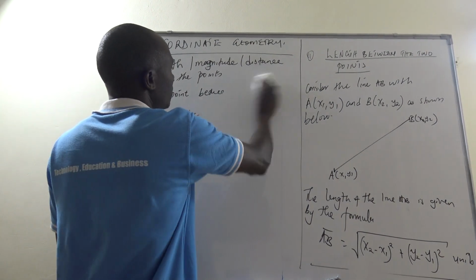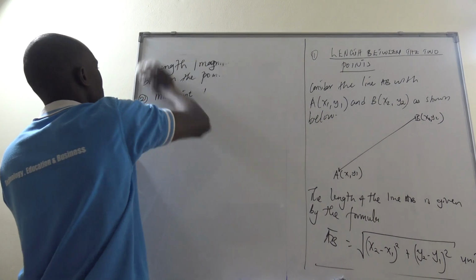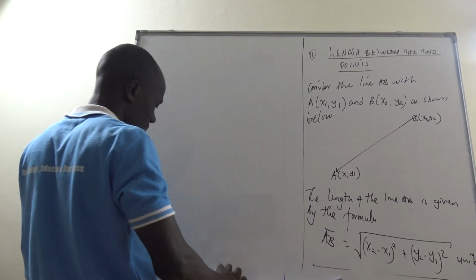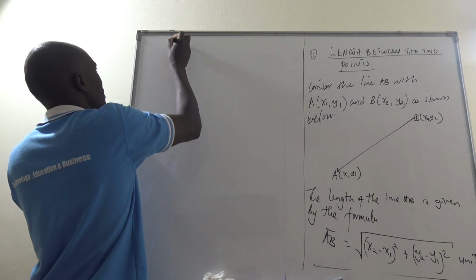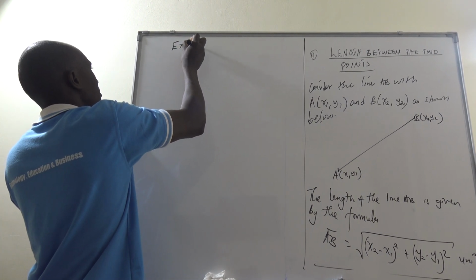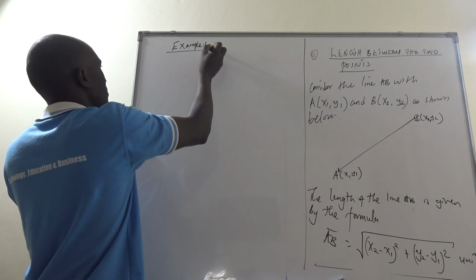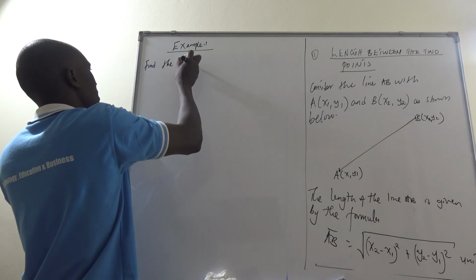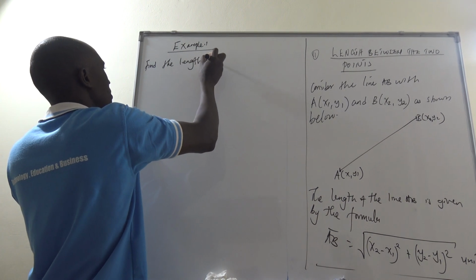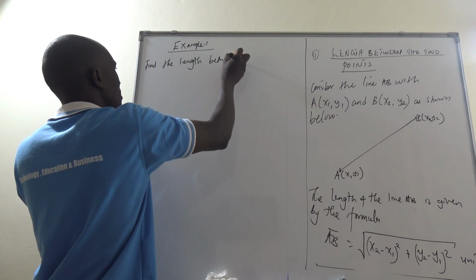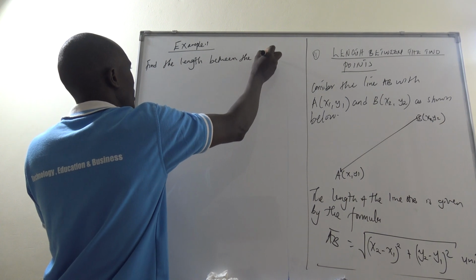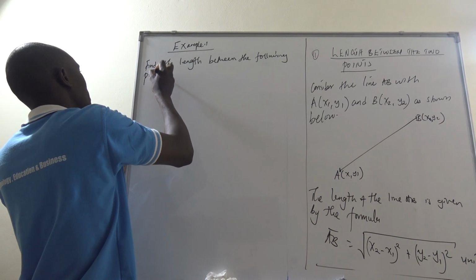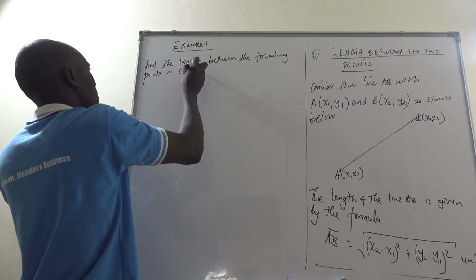As you're going to start with the example under it, start with example 1. Find the lengths between the following points or coordinates.